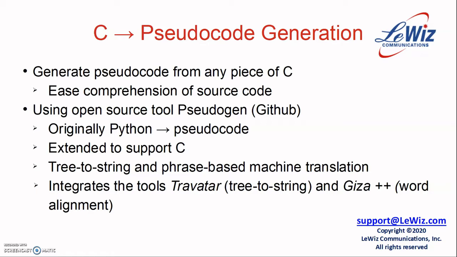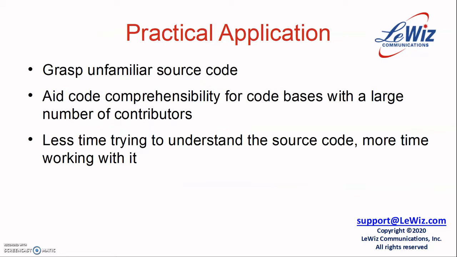For this program, we're using an open source tool called Pseudogen. Pseudogen was originally used for converting Python to pseudocode, and we have extended it to support C. It uses tree-to-string and phrase-based machine translation and integrates the tools Travatar and Github. It is useful because it helps users to grasp unfamiliar source code. It can aid code comprehensibility for code bases with a large number of contributors, thus spending less time trying to understand the source code and more time working with it.